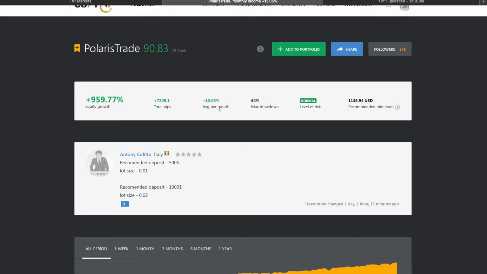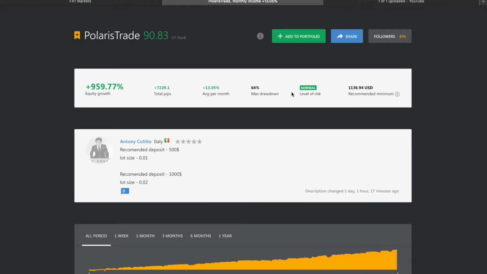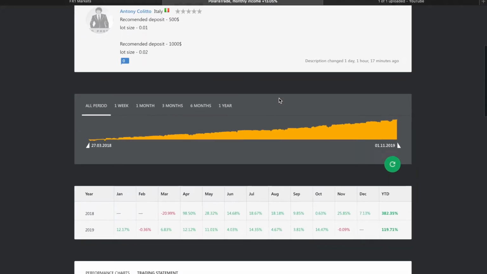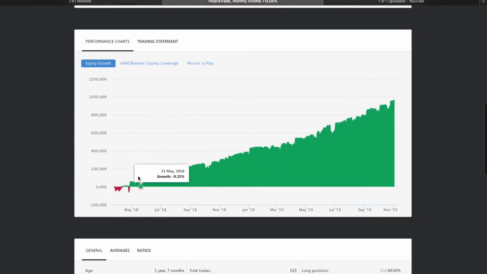Total pips, average per month. Now we look at the drawdown. We want to see where the drawdown was because it's very important. The risk is normal, but the drawdown is huge. So we're going to check why these two are different, because the drawdown is big and the risk is normal. So we're going to check the portfolio. We go all the way down. We can see here that this person had, on the 26th of April, minus 60% growth. It means he lost 60%. It's actually the same number as that drawdown.